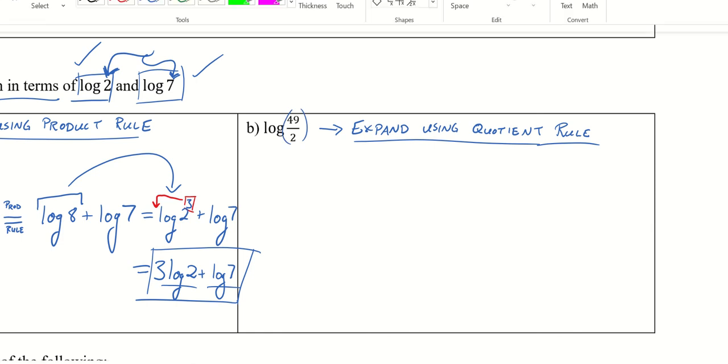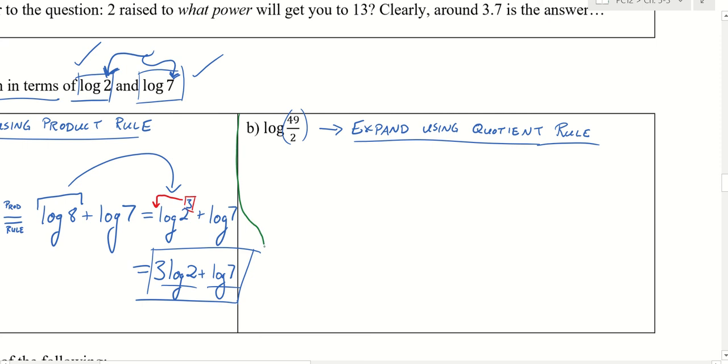All right, let's use maybe green just so that we don't mix this up with the previous example. All right, so log of 49 over 2. Expand using the quotient rule. Well, the logarithm of some quotient is really the difference of the logarithms of the numerator and the denominator. So log of 49 minus log of 2. Now again, our goal is to write this in terms of log 2 and log 7. It looks like log 2 is taken care of. What about log 7 here?